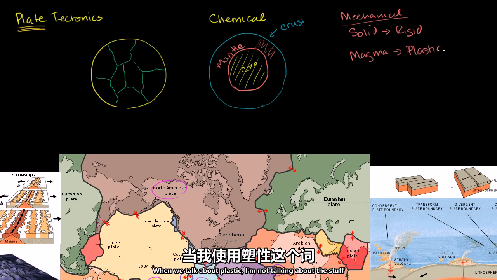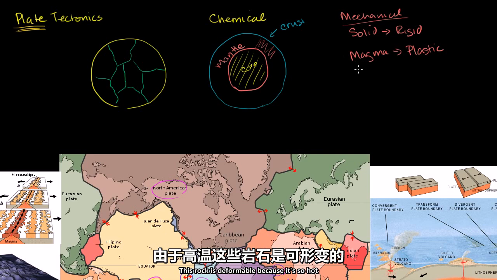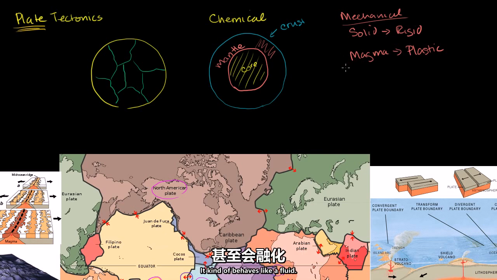When we talk about plastic, I'm not talking about the stuff that the case of your cell phone is made up of. I'm talking about it's deformable. This rock is deformable because it's so hot and it's somewhat melted. It kind of behaves like a fluid.